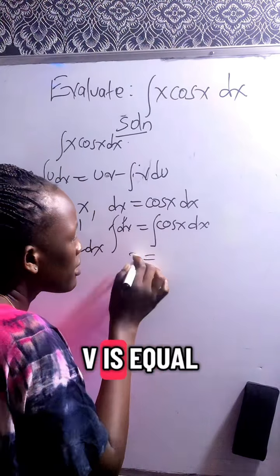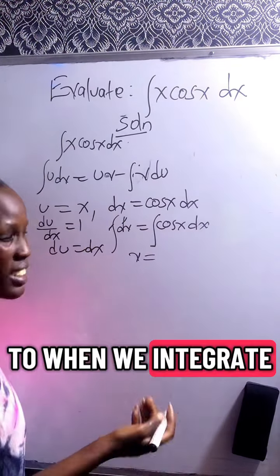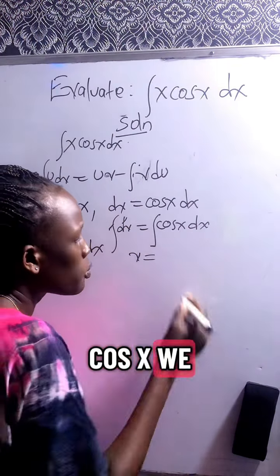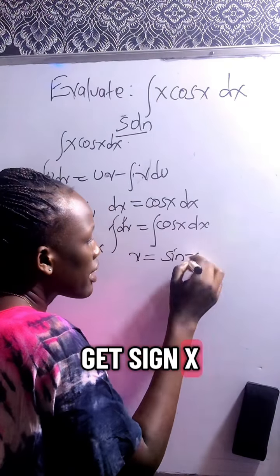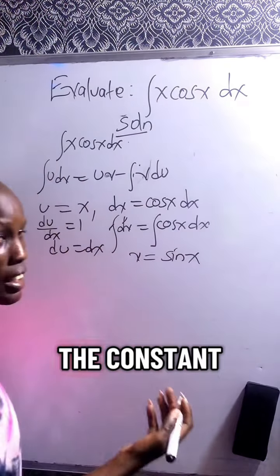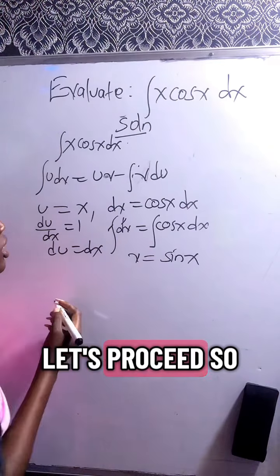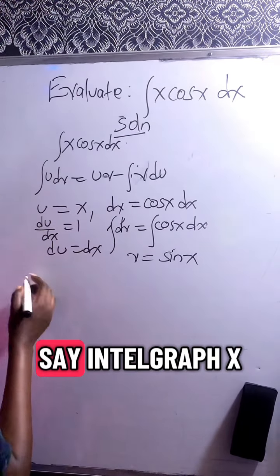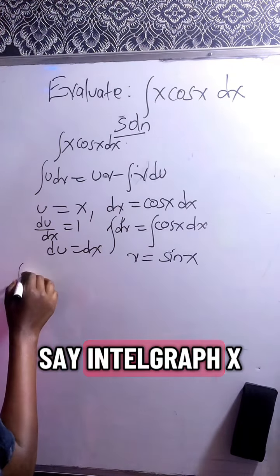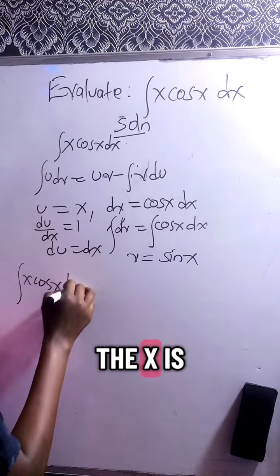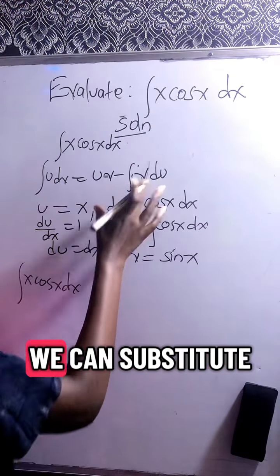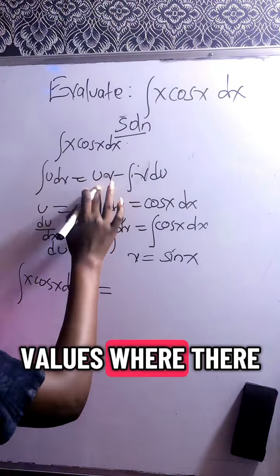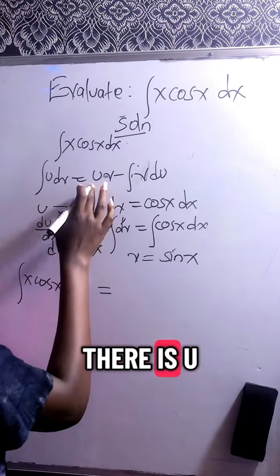So here I'll have v is equal to, when we integrate cos x, we get sine x. Leave alone the constant. Let's proceed. So here we can say the integral of x cos x dx is equal to, now we can substitute back for these values. Where there's u, we get x.